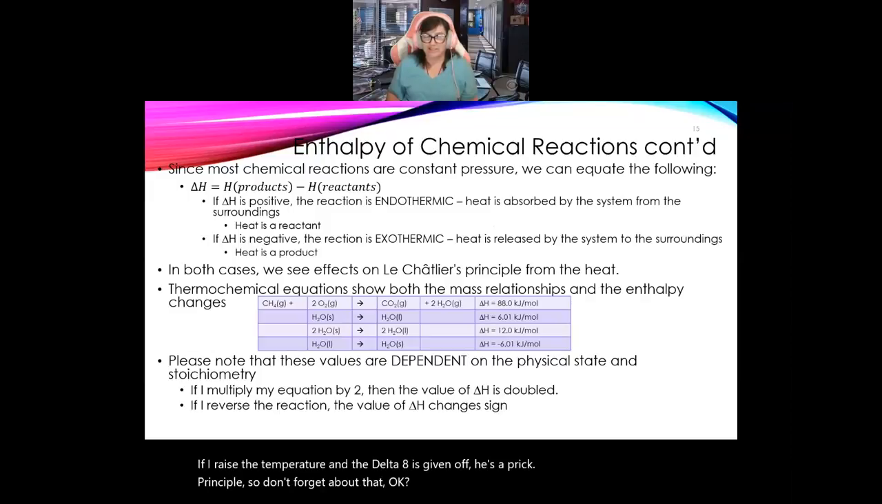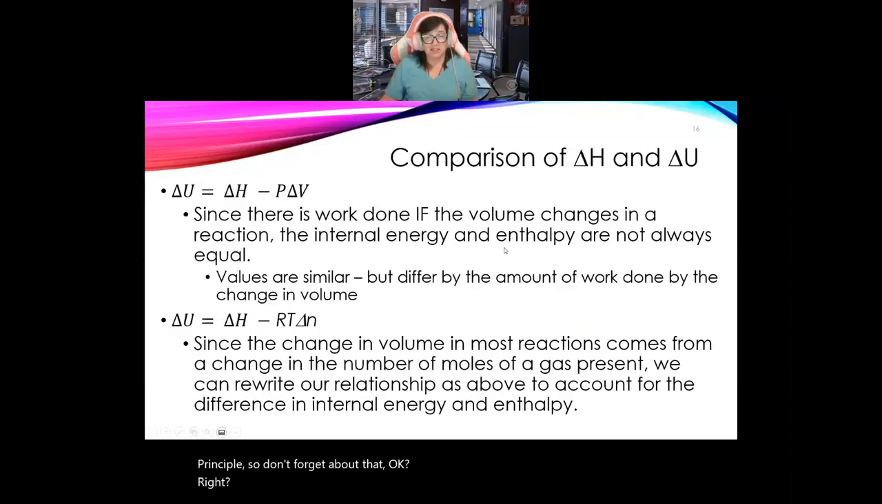All right. So, a comparison of delta H and delta U. Delta U equals delta H minus P delta V. Since there is work done if the volume changes in a reaction, the internal energy and enthalpy are not always equal. The values are similar, but they differ by the amount of work done by the change in volume. So delta U equals delta H minus RT delta N.